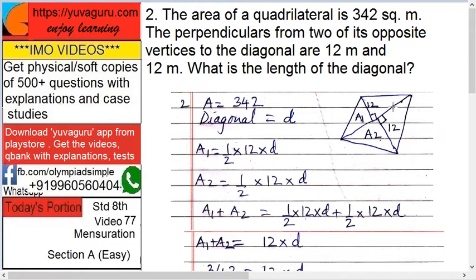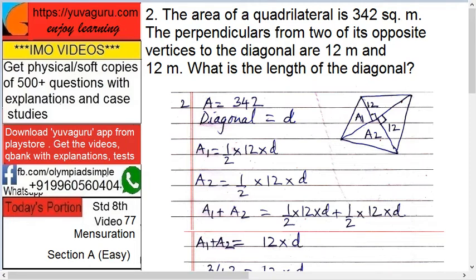This length we want. See here, this is a quadrilateral. We don't know whether it's a square or rectangle or whatever it is. So one perpendicular from this side and one perpendicular from this side. And what is given? Total area is given, 342. What we want is the length of this diagonal.